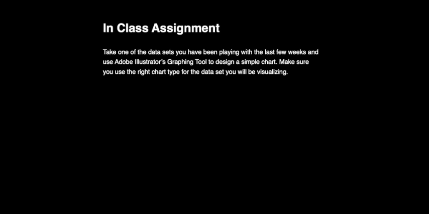So as a little in-class assignment, I want you to play around with some data sets that you have been looking at the last few weeks and use the Adobe Illustrator graphing tool to design a very simple chart. So make sure you use the right chart type for the data set you will be visualizing. So categorical data for bar charts and column charts. Chronological data should be used with line charts and area charts, and anything that's parts of a whole should be a pie chart.